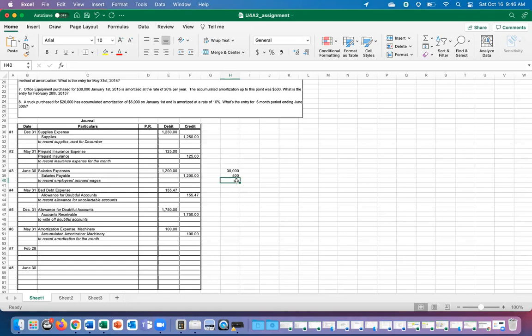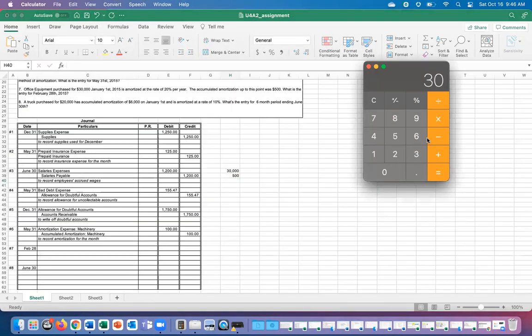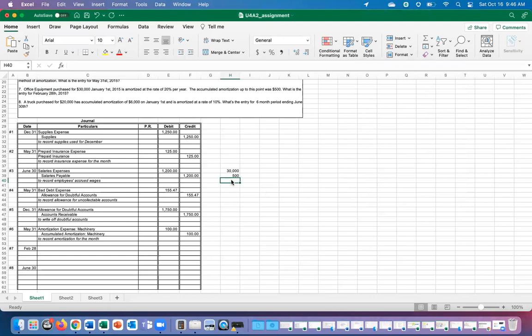So 30,000 minus $500 is, let's get our calculator. Probably should be able to do this without a calculator, but for illustrative purposes, I will use the calculator. So 29,500. So that's the value of the office equipment at the beginning of February. And so now what we're trying to do is figure out how much this is worth at the end of February. So we've got this new value, 29,500. And then the question is, what do we do now?